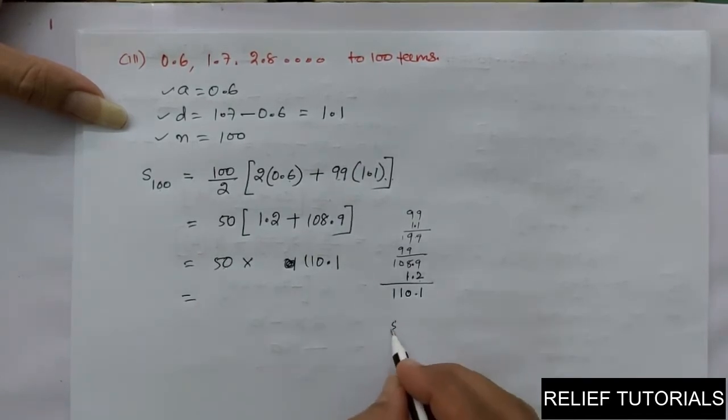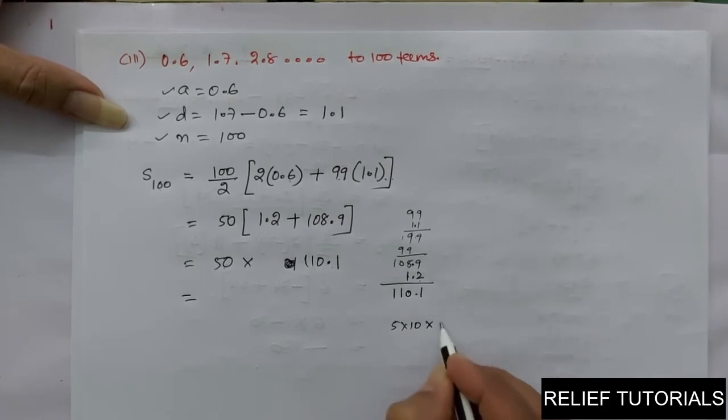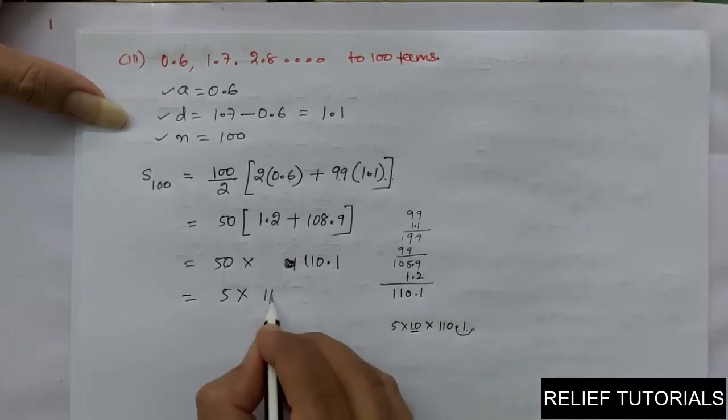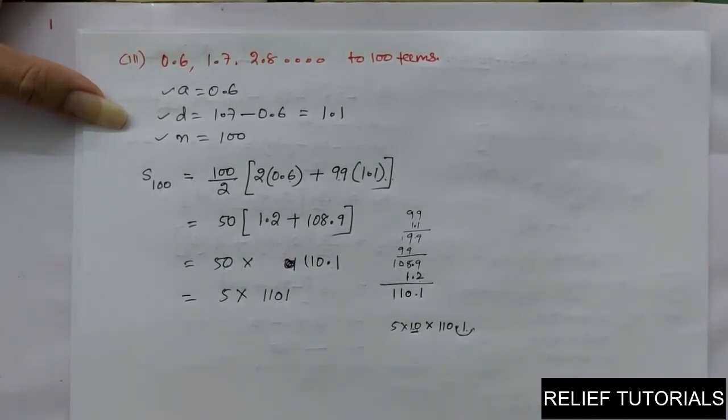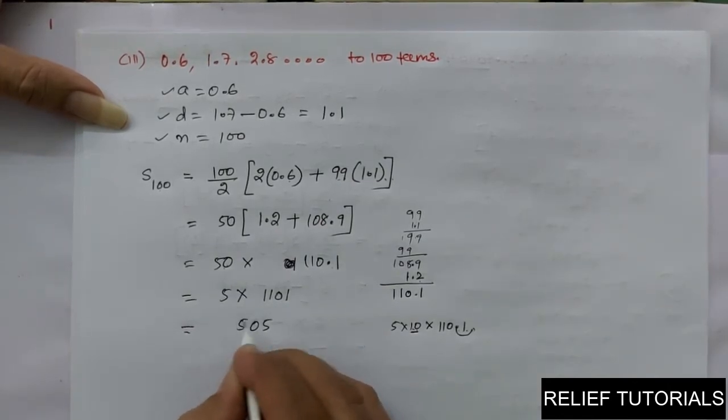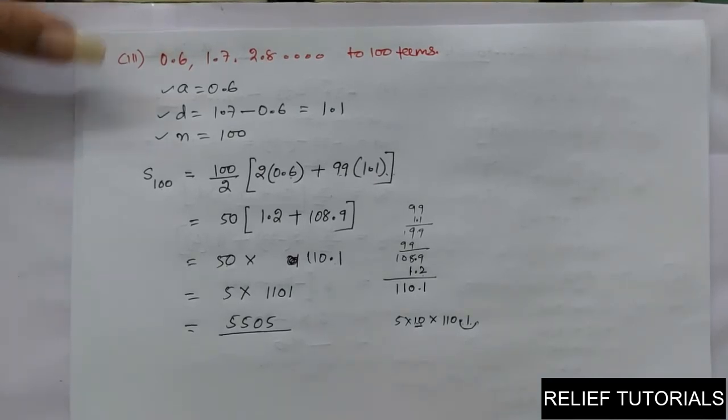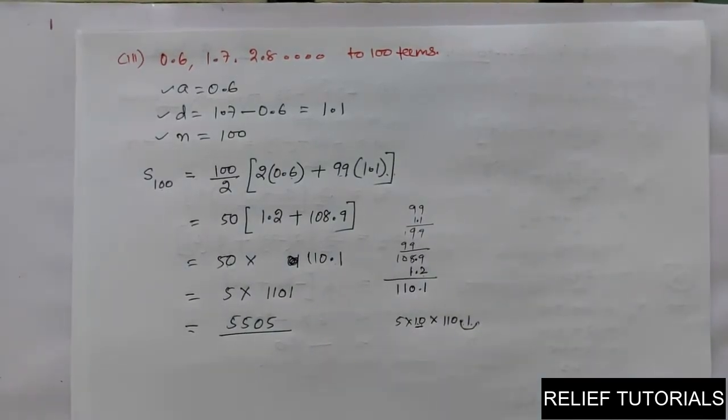50 means 5 into 10. I can write 5 into 10 into 110.1. Now 10 into this means the decimal will move here. So I can write 5 into 1101. Clear? So now 5055. This is our answer. Have you got it, friends? Very simple, just multiplication. So I hope you understood this.